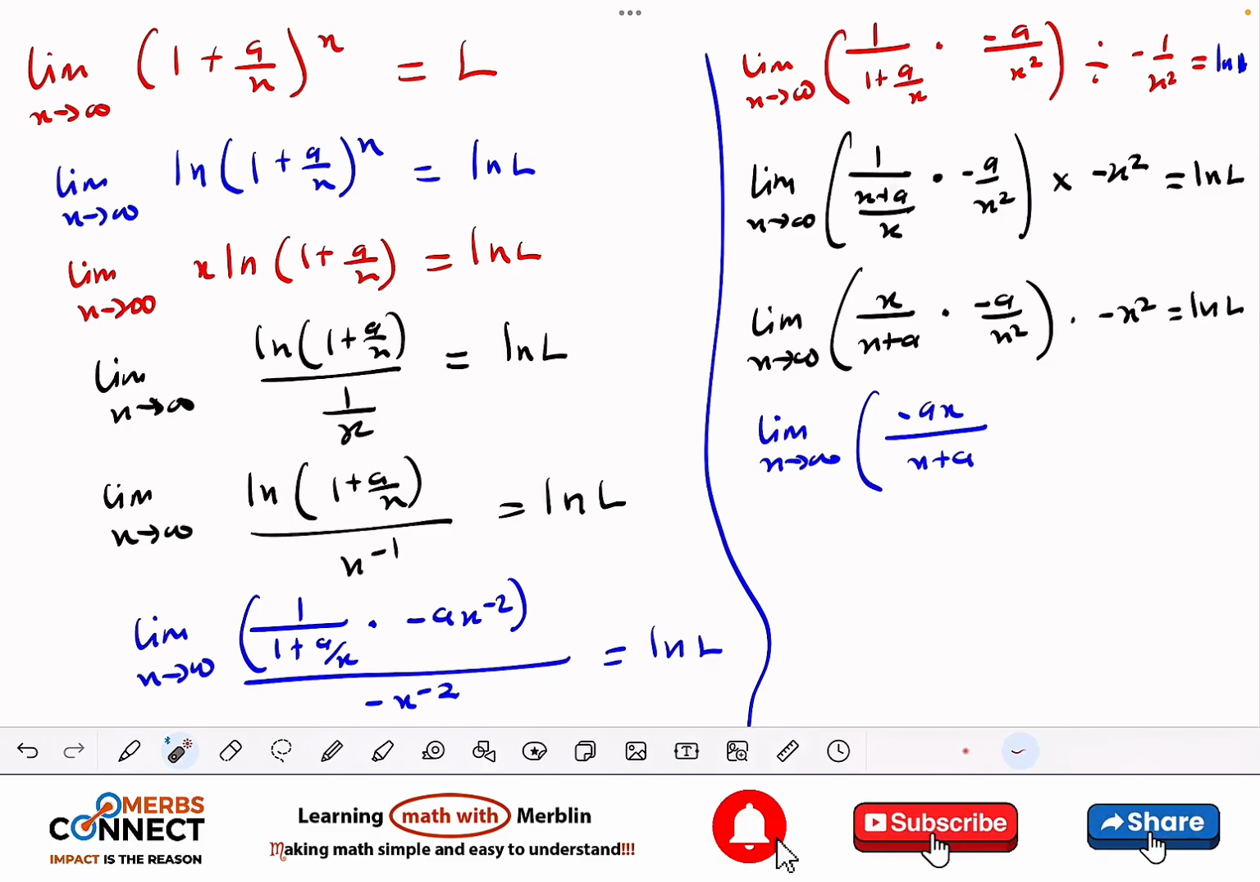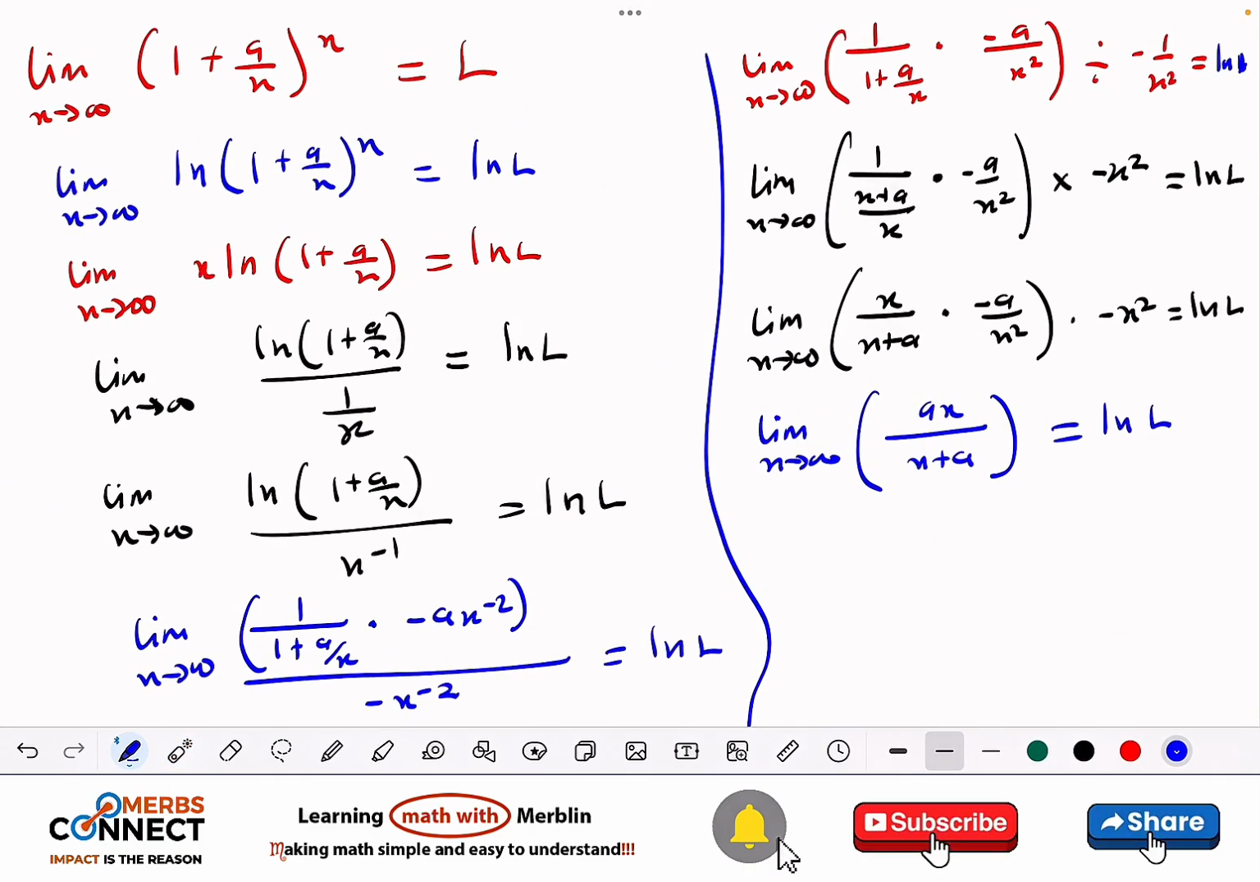Then remember, this will cancel this. Okay, the minus and minus will be positive, so there will not be minus here. And this one should be equal to ln L. Can I plug in infinity? Let's plug in infinity and see. When I plug in infinity here, this one will be infinity and this one too will be infinity again. So what we need to do is differentiate again.